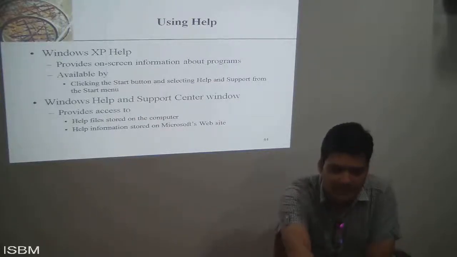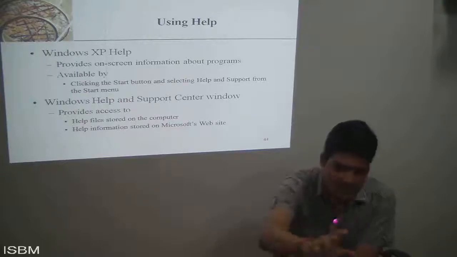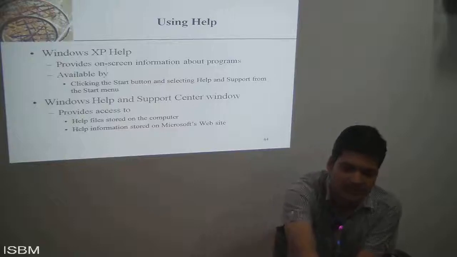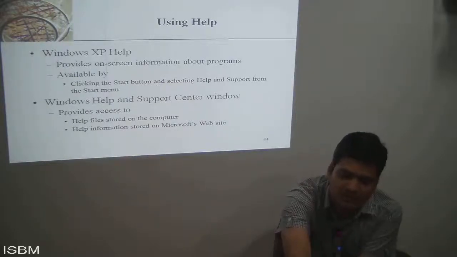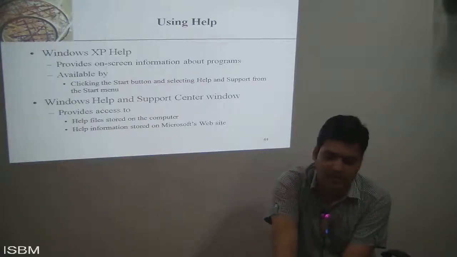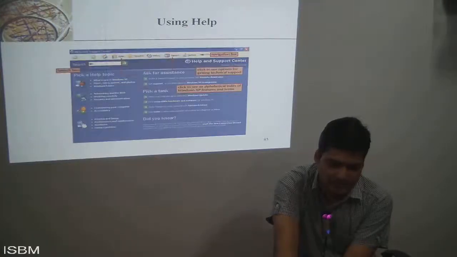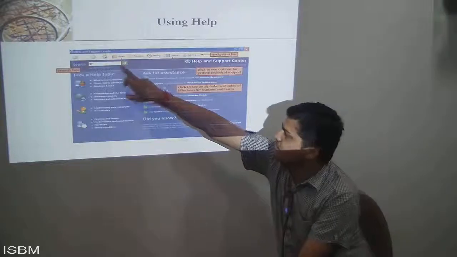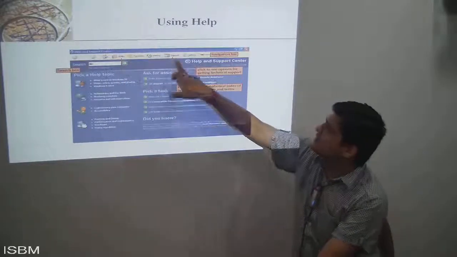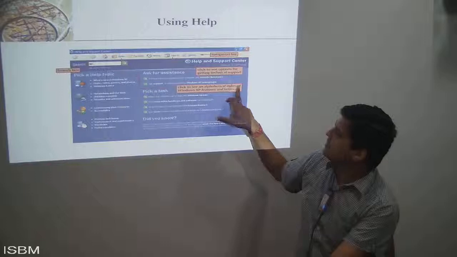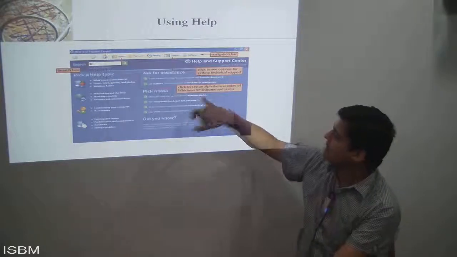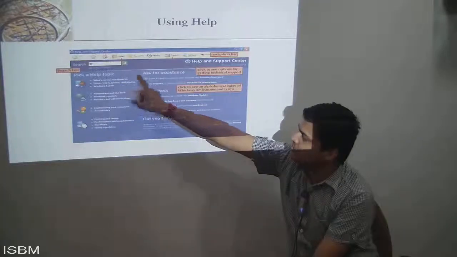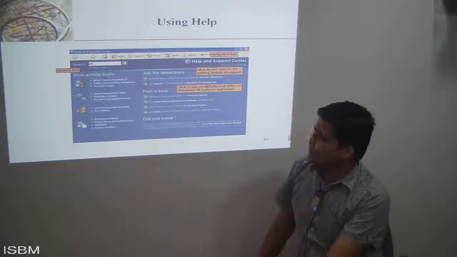Click on the Start menu button and click Help and Support. Windows Help and Support Center provides access to the help files stored in the computer and help information stored on the Microsoft website. This is the search box. Whatever you write over here, it will search out. Click on the alphabetic index. Features and terms are in the navigation bar. The search box will search out each and everything you want.